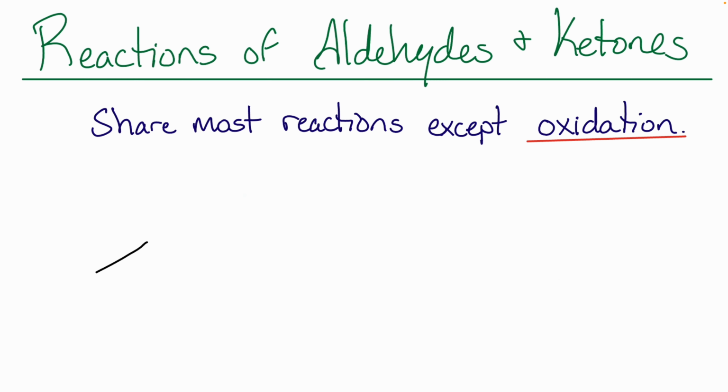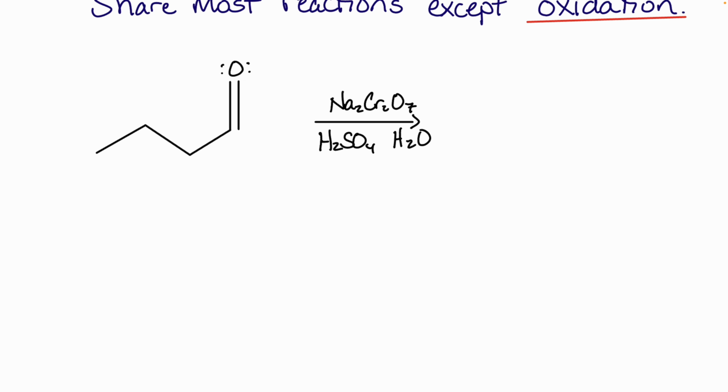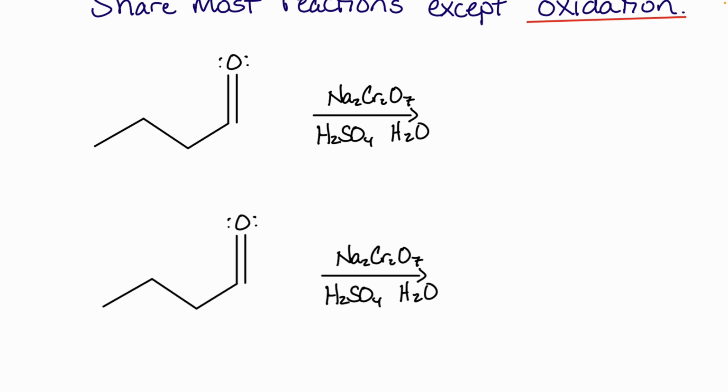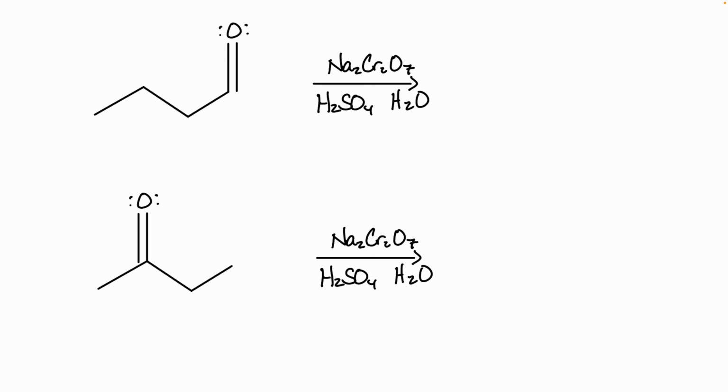Everybody take a second and remind yourselves: if we take our aldehyde here and hit it with an oxidizing agent, what are we going to get? Compared with if we took this exact same number of carbons and oxygens, but moved that carbonyl group to the middle of the molecule, what reaction will we get? Everybody take a second, complete these chemical equations for me.